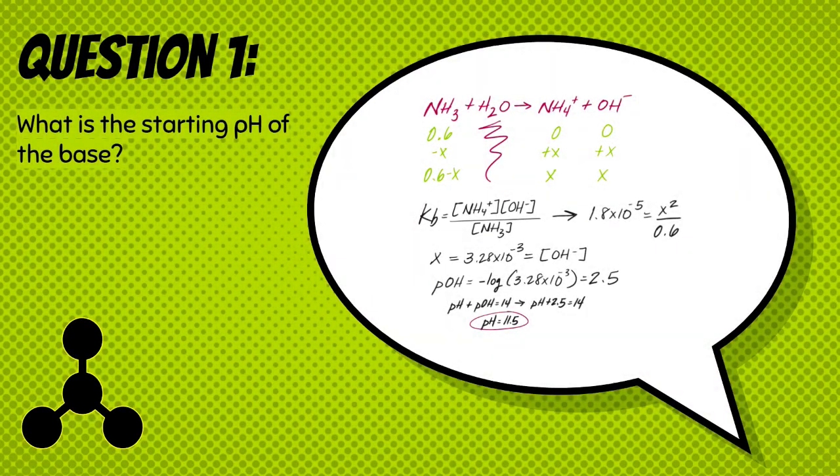Part 1, what's the starting pH of the base? You'll see that we have to consider the reaction of the weak base and set up an ICE table. Now because we're given the Kb, we can set up an equilibrium expression and set it equal to 1.8 times 10 to the negative 5th. We can solve for x, which will represent the concentration of hydroxide. Then we can take the negative log of that number to get the pOH, which is 2.5. Now, of course, the pOH combined with the pH must equal 14. So by subtracting 2.5 from 14, I find that the pH is 11.5.